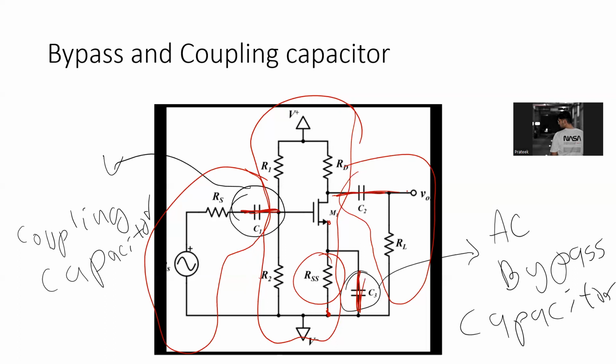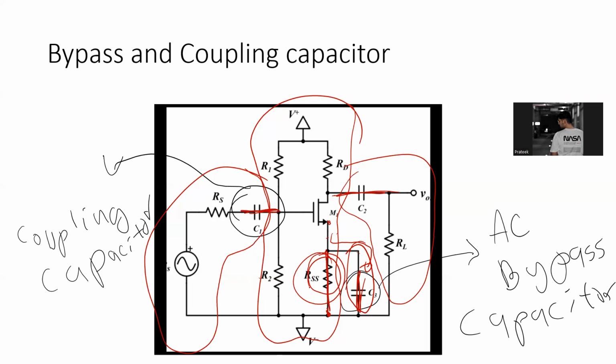So this capacitor here effectively shorts out this circuit because all the current is going to go through here, since it behaves like a short at the mid frequency. And so this capacitor allows you to bypass RSS in the AC model. That's why it's called a bypass capacitor. We use it when we want to short something in the AC case.